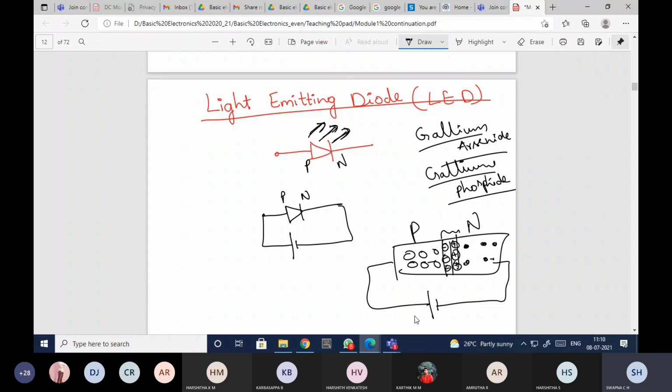So what will happen here? This is connected to positive and this is connected to negative. The holes will be repelled by this positive terminal, and here the electrons will be repelled by this negative terminal. It means that from one location to the other location, the electrons are moving. When these are moving from one location to the other, they will recombine with the other atoms. So the recombination is happening. Wherever a hole is there, that hole will be occupied by this electron. So it is nothing but the recombination.